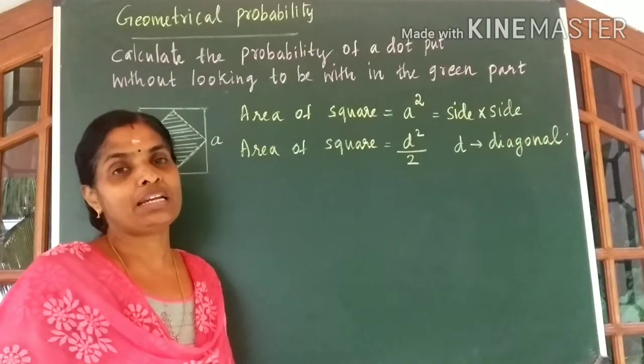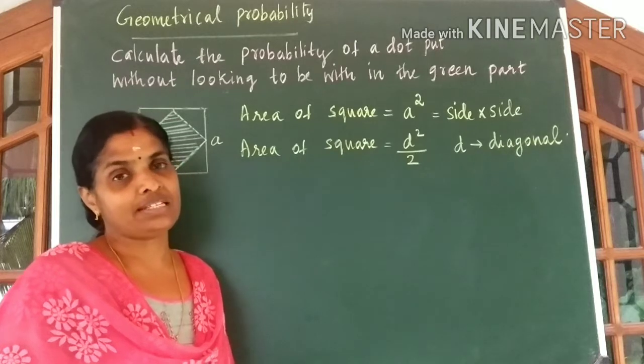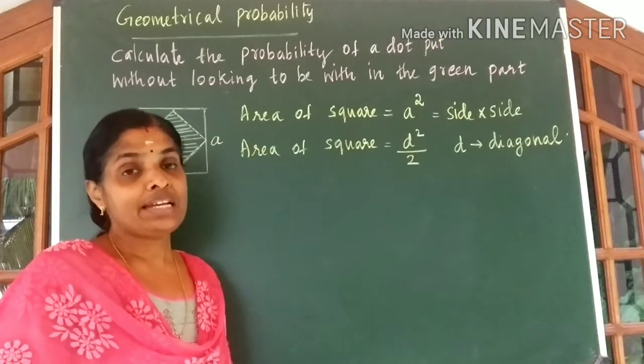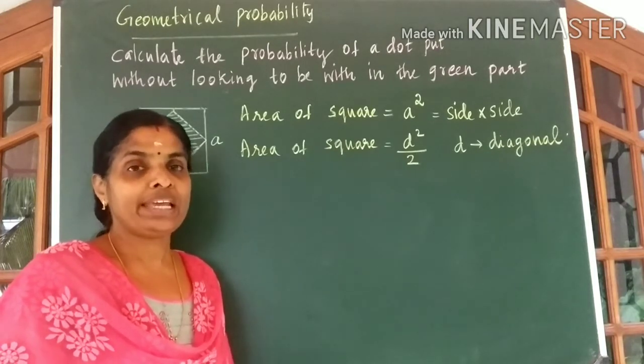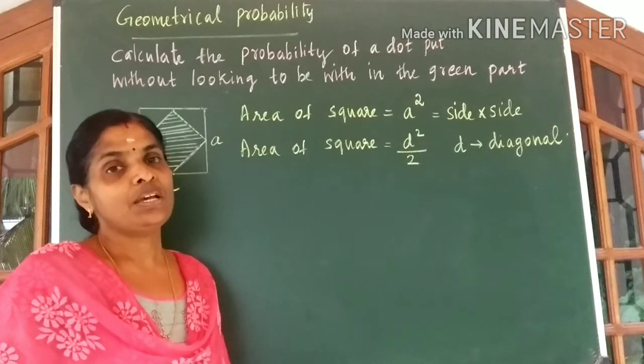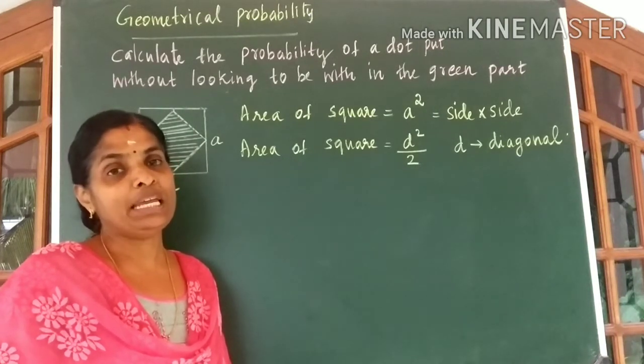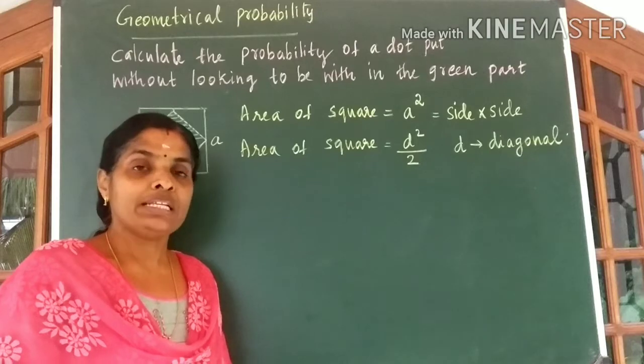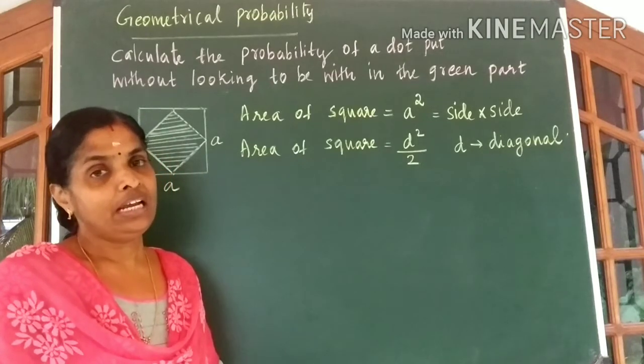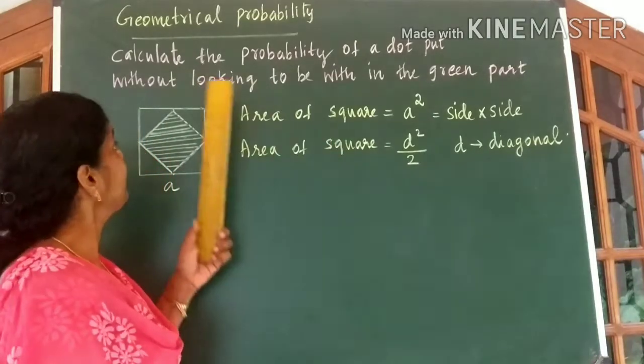Welcome to the second part of mathematics of chance. Now we are discussing geometrical probability. That is, we talk about probability in the case of some figures. Okay, look at the first question.